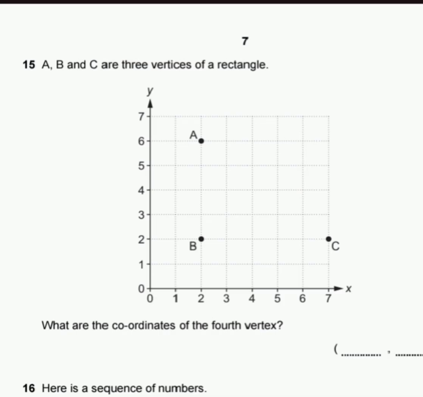Here's a question. It says A, B, and C are 3 vertices of a rectangle. You can see the points A, B, and C. It says, what are the coordinates of the fourth vertex? The fourth vertex is not known to us, but we have to figure it out.